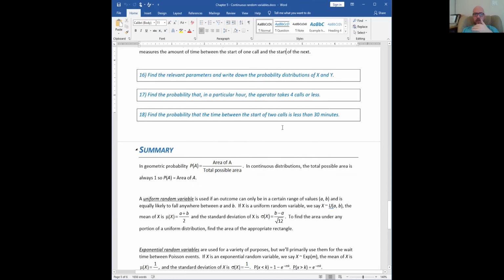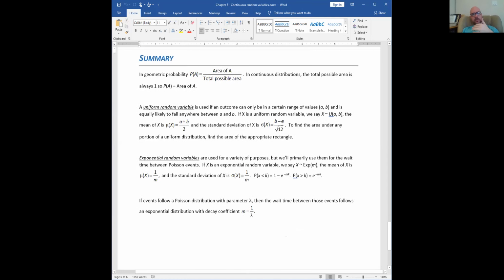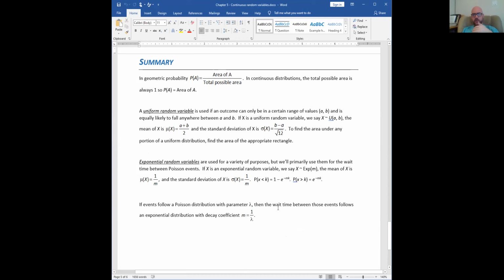All right, briefly sum up. I don't want to sum up too much here. I've got my summary at the end of the notes. Feel free to browse through this. This is a really important idea. The way we find geometric probability, or probability when we have a picture or a graph, is that it is the area we're interested in divided by the total possible area.